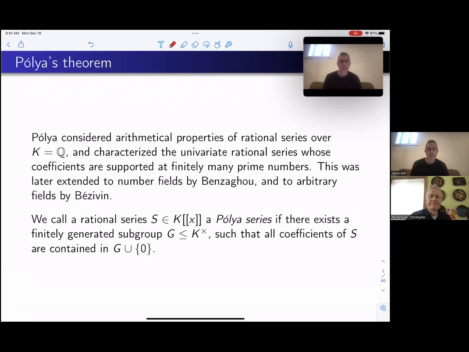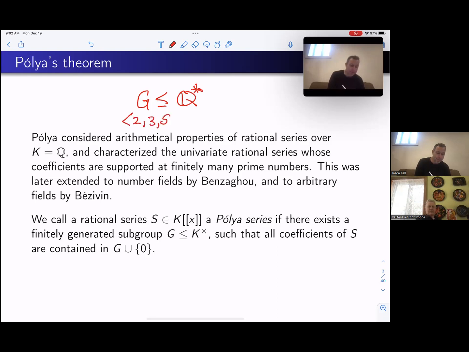But one of the things that maybe people might not know as well is Pólya's theorem. So Pólya looked at the question of if I take a finitely generated subgroup of Q star. So if you like, maybe think of a group generated by some primes, 2, 3, and 5, and look at everything whose numerator and denominator in lowest form can be written as a product of these. You can look at the rational functions whose coefficients are either zero or lie in a fixed finitely generated group. And these rational series are much more constrained.